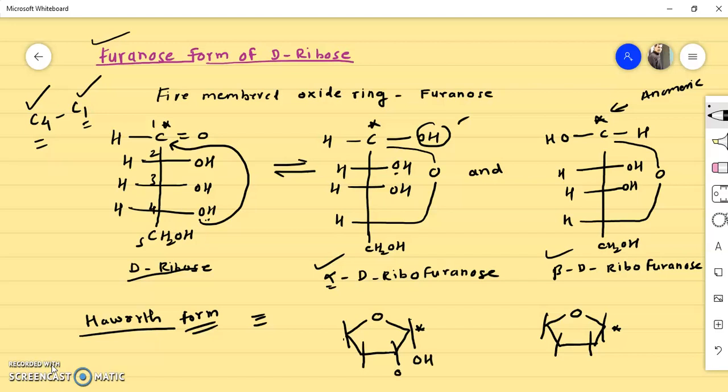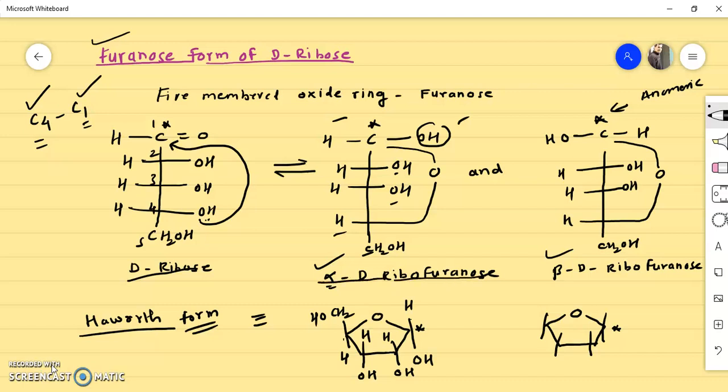Similarly, this OH group also will be below the plane. Similarly, this OH group will be below the plane, and this hydrogen, we can draw this hydrogen over here, and this hydrogen will be drawn here, and finally CH2OH will be here. And the groups which are on the left hand side will be drawn above the plane. So H like this. So this is the Haworth form of this alpha D ribofuranose.